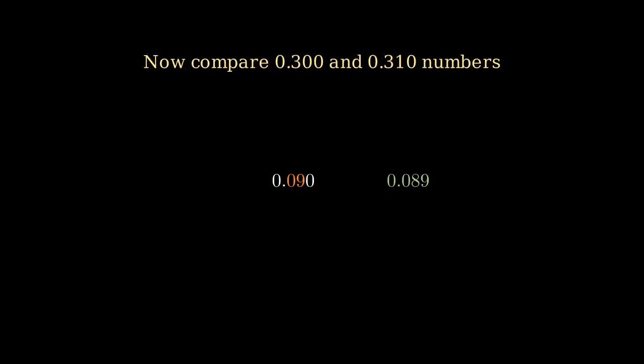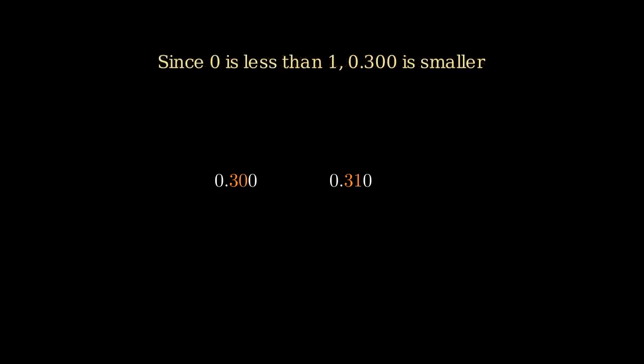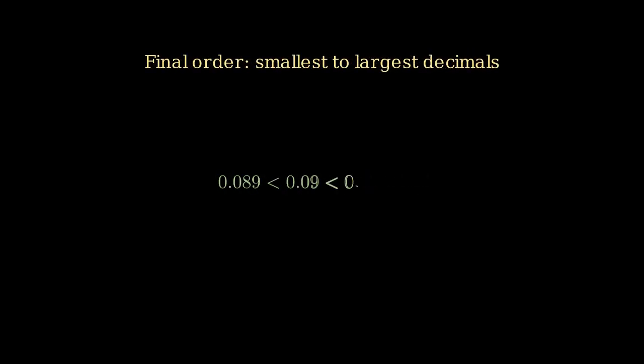Now, comparing 0.300 and 0.310, the tenths digits match at 3, so we look at the hundredths digit, 0 versus 1, so 0.300 is smaller than 0.310. Putting it all together, smallest to largest, the answer is 0.089, then 0.09, then 0.3, then 0.31.